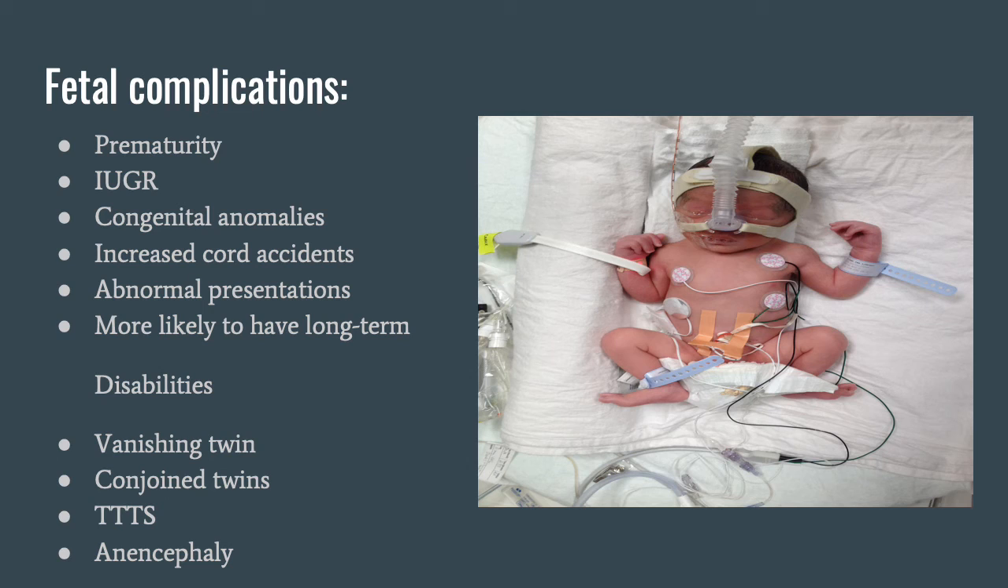Some fetal complications of multiple gestation are prematurity, intrauterine growth restriction, congenital anomalies, increased cord accidents and prolapsed cords, abnormal presentations. They are more likely to have long-term disabilities. Cerebral palsy is more common in multiple gestations than in single pregnancies, and so is Down syndrome. Vanishing twin syndrome, conjoined twins, TTTS, and anencephaly.